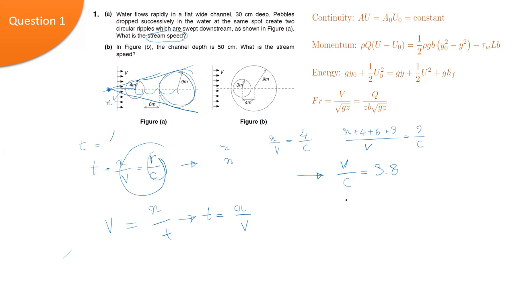And another thing we know is the Froude number, which is this one. It also equals V over C, and we also have the depth. For the first part, we have the depth, which is 30 centimeters. And now we have the ratio of V over C. We have the depth, and we can calculate velocity.